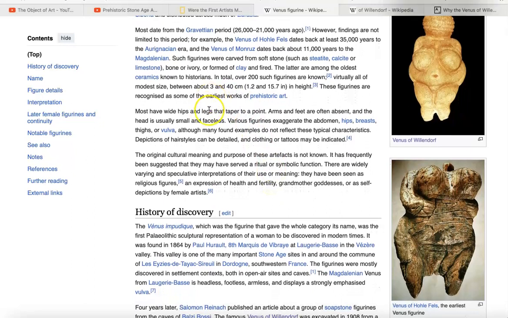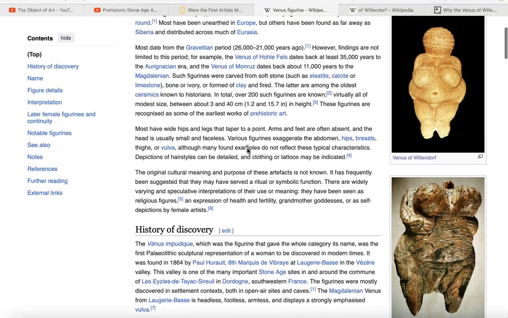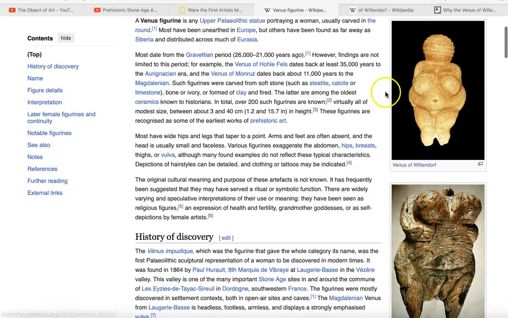Interesting. Most have wide hips and legs that taper to a point. Arms and feet are often absent, and the head is usually small and faceless. So this isn't about portraiture. This isn't about depicting an actual person who existed at the time and commemorating that person, their identity. No, this is about an idea. These Venus figurines represent some kind of idea, some kind of concept.